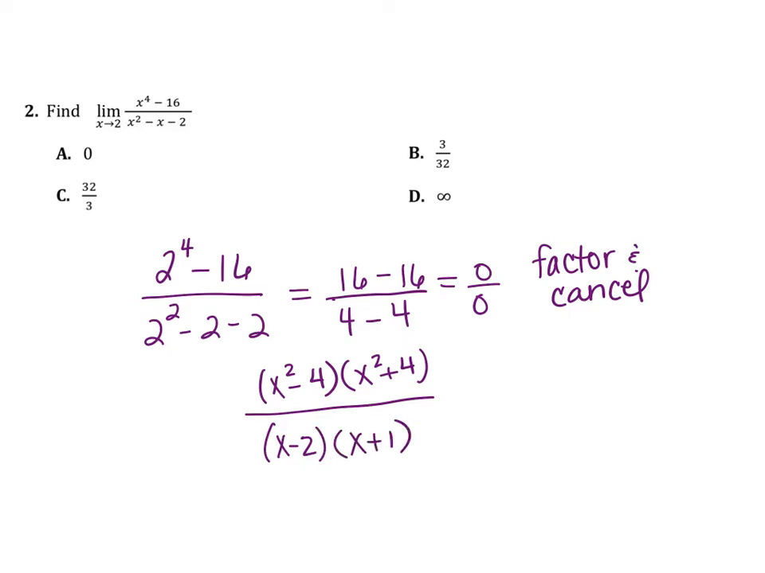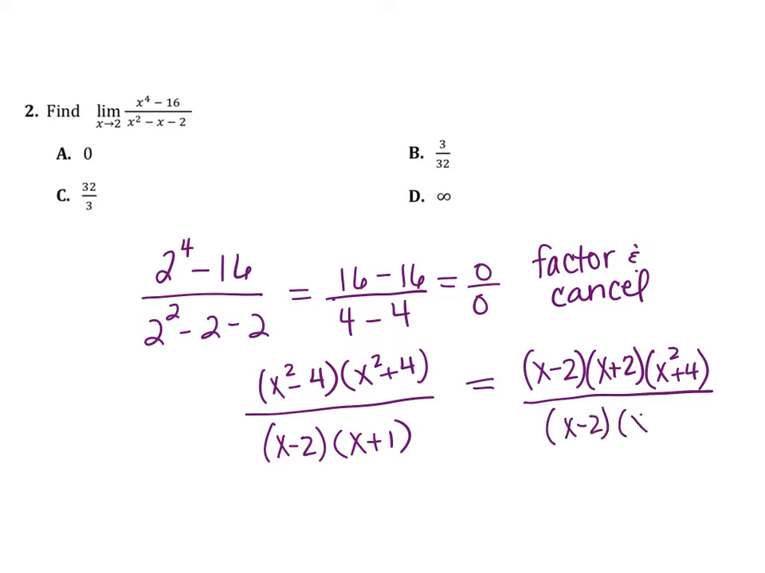It still doesn't look like anything's going to cancel, but if we look a little bit further, we can factor the x squared minus 4 again. That's going to give me x minus 2 times x plus 2, and then we have x squared plus 4. In the denominator, we have x minus 2 times x plus 1. And now we see that we have something to cancel. Now we go back and reevaluate our limit.